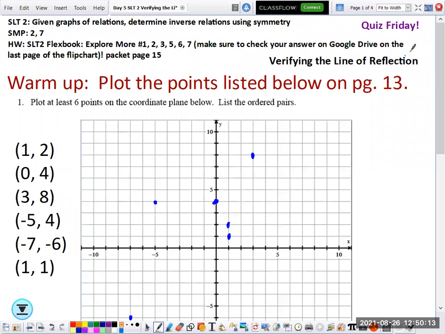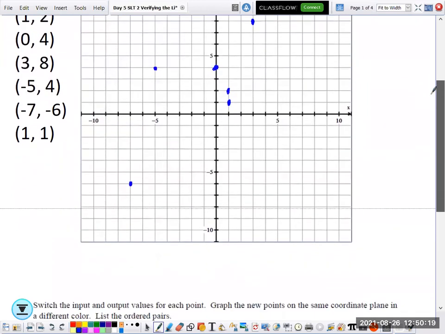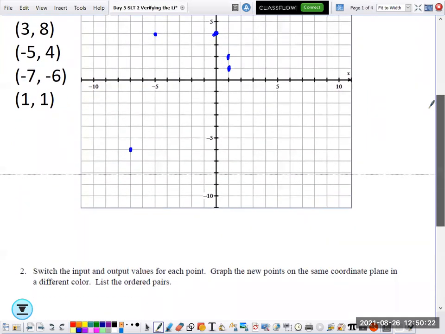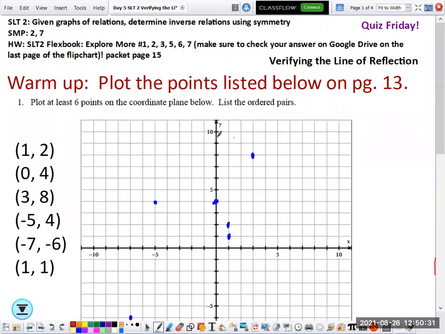The next thing we're asked to do on page 13 is to switch the input and output values for each point, graph the new points in a different color, and list the ordered pairs. So I'm going to take my ordered pairs and switch the input and output values. As a reminder, the x is normally our input value, and the y is our output value. So when I switch those, I get 2, 1, 4, 0, 8, 3, 4, -5, -6, -7, and 1, 1 is still 1, 1.